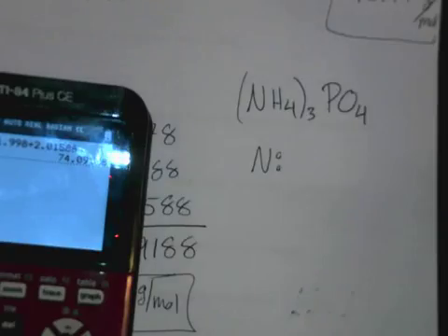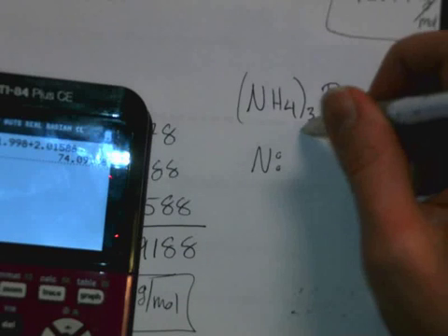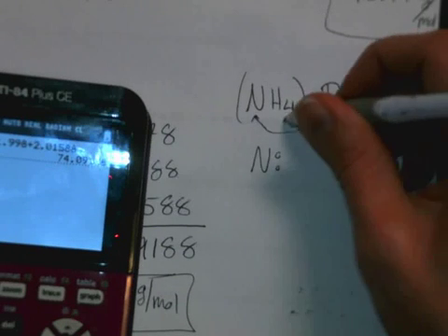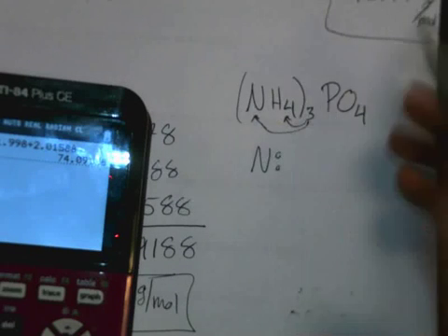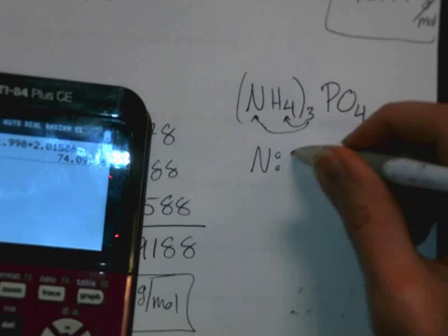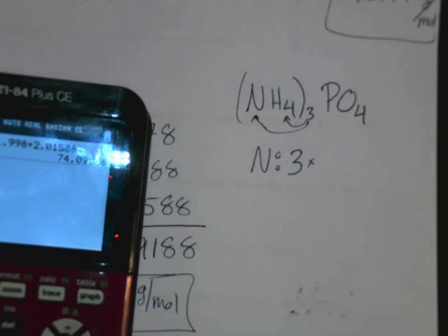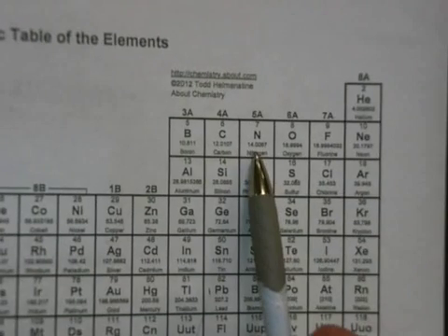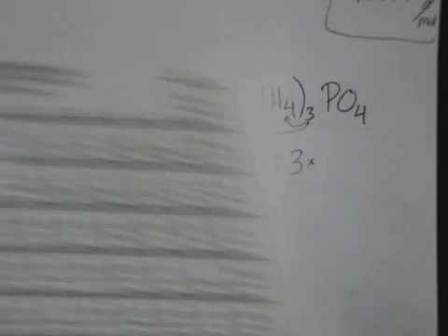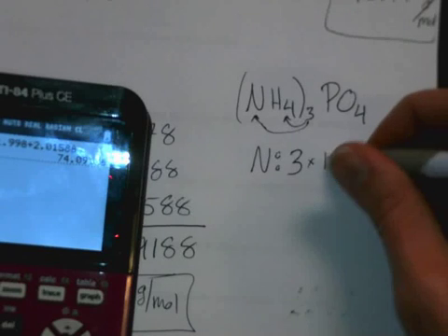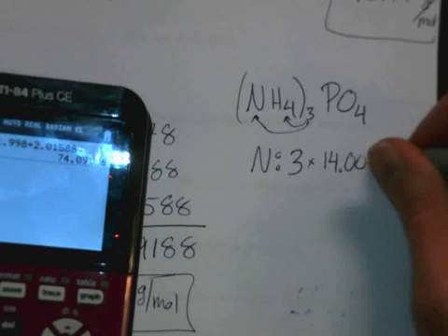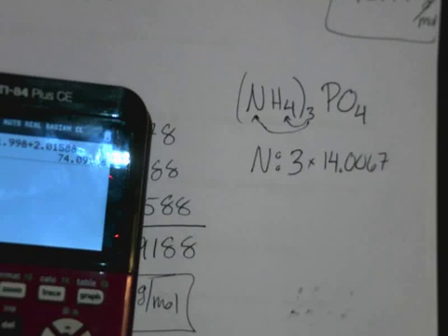All right, this 3 carries into everything in the parentheses, and it's multiplied by everything in the parentheses. So 3 goes into the N, and 3 goes into the H. Multiplied. So N, I have, because of this 3, I have 3 nitrogens. Each nitrogen on the periodic table, 1.0067, excuse me, that's a 14. 14.0067.